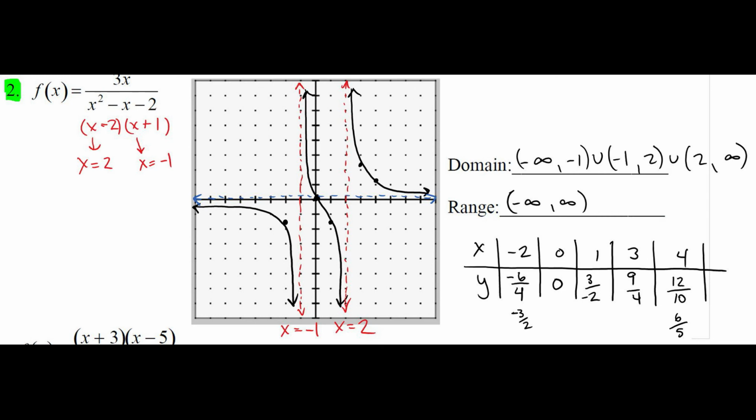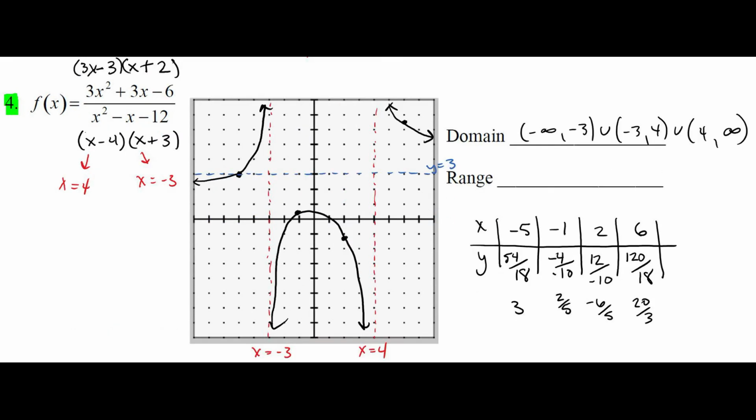Okay, let's skip down. This is the last one I'm going to do for this video, number 4. Number 4, we have to factor the top and the bottom of this fraction. So when we do that, we get 3x minus 3 up top times x plus 2 up top, and then x minus 4 times x plus 3 on bottom.